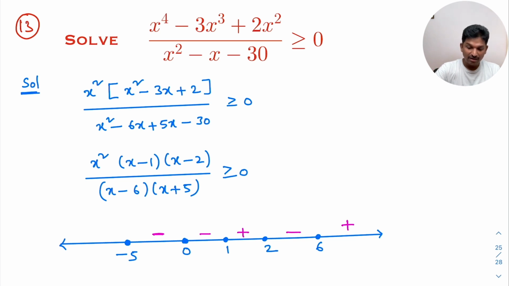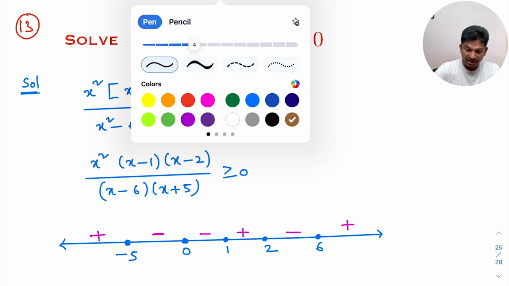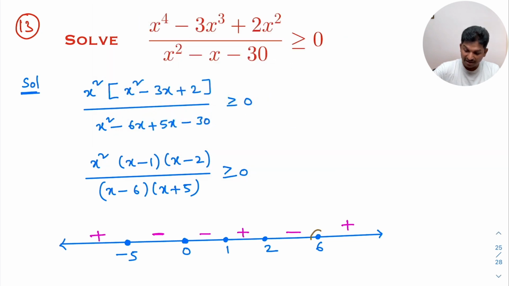Now here minus 5 is there. Minus 5 came from this. Here odd power is there. So sign changes. After that, as this part is in the denominator, it cannot be equal to 0. So that means x cannot be equal to 6. What I'll do here, I'll put an open circle at 6. That means 6 is not a part of the solution. And x cannot be equal to minus 5. Right? At minus 5 also, I'll mark an open circle.